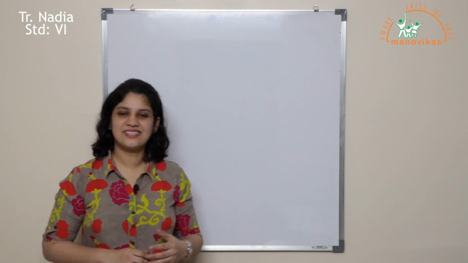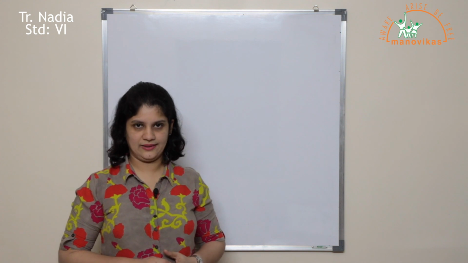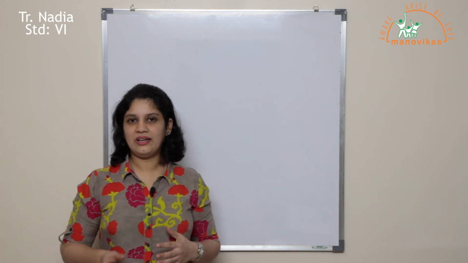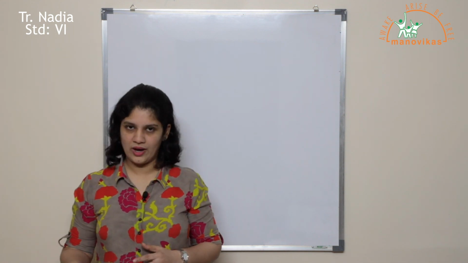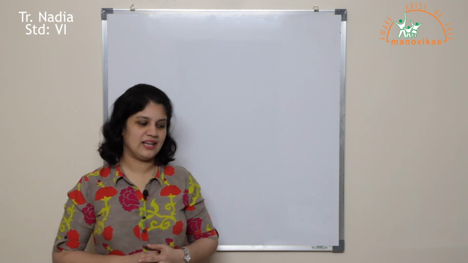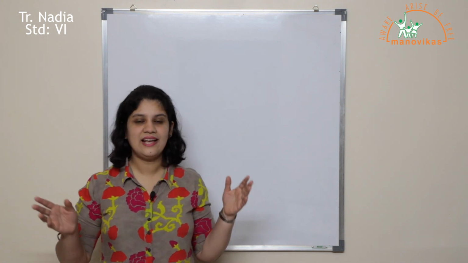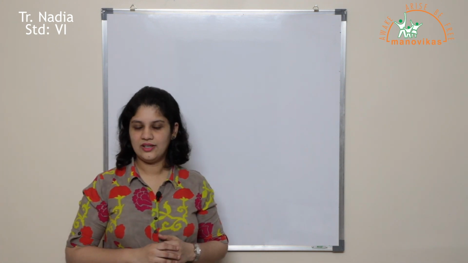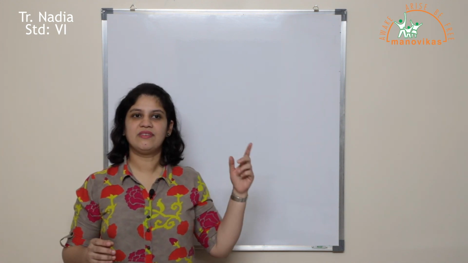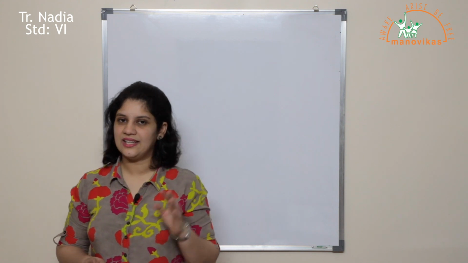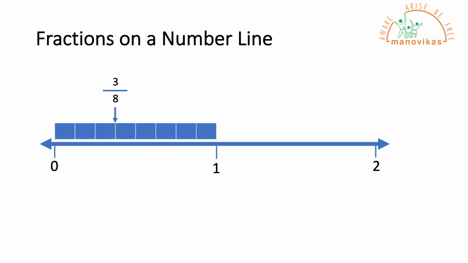How will we express this 3/8 on the number line? We know that 3/8 is having a value more than 0 but less than 1. So where exactly will it lie on the number line? It will lie somewhere between 0 and 1. To understand its actual position, let us divide the space between 0 and 1 into 8 equal parts. Now 3/8 will be located on the third of this 8 equal parts as seen in the slide.